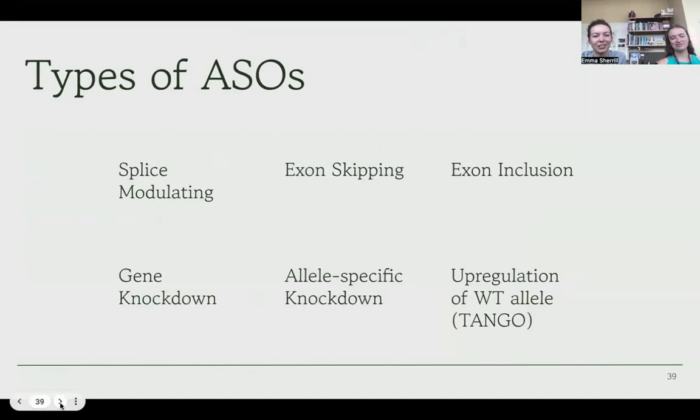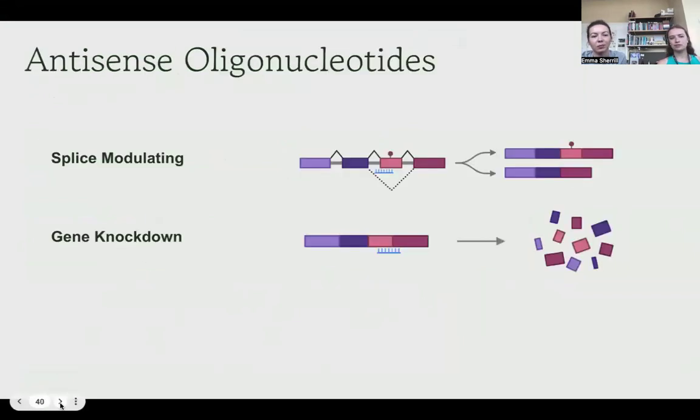Today we'll be focusing primarily on gene knockdown and allele-specific knockdown ASOs, but I just wanted to recap from last time the different types of ASOs. So the splice modulating ASOs, like we discussed before, use a very similar strategy for exon skipping, exon inclusion, or splicing variants, where the ASO targets and redirects splicing.